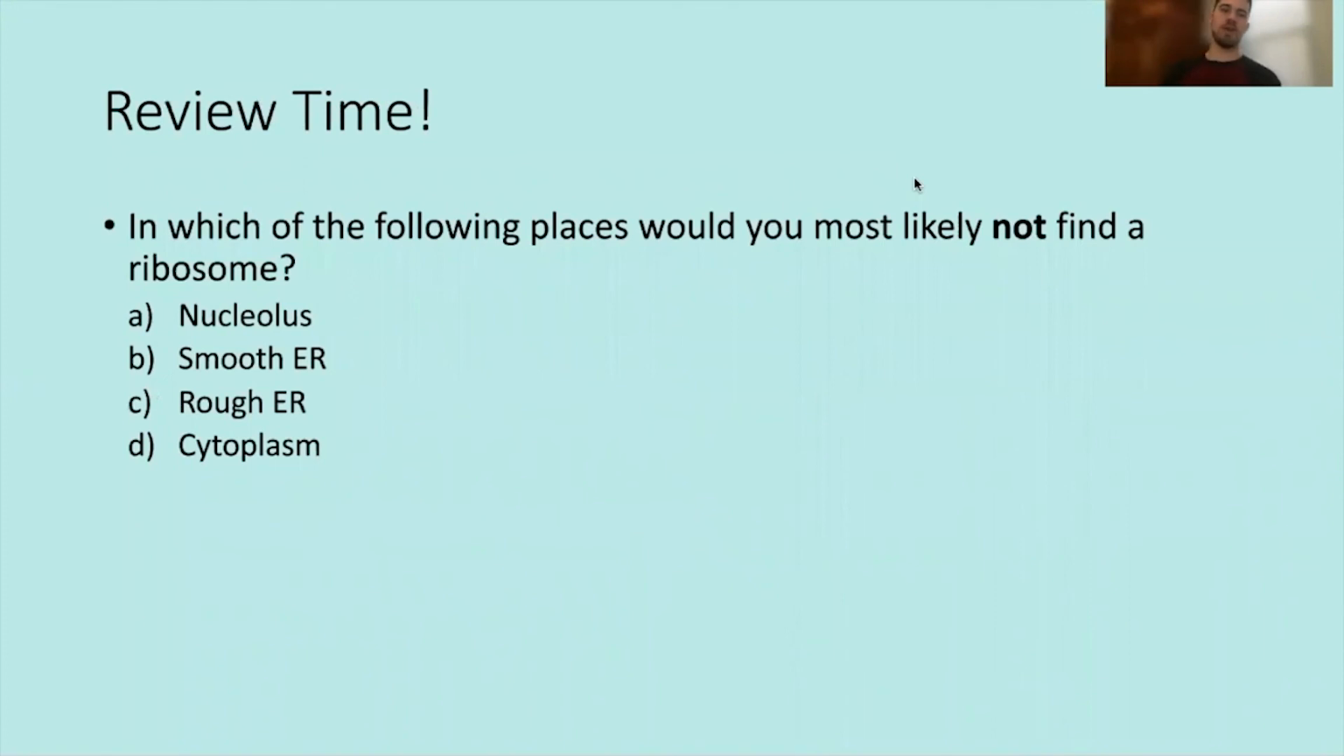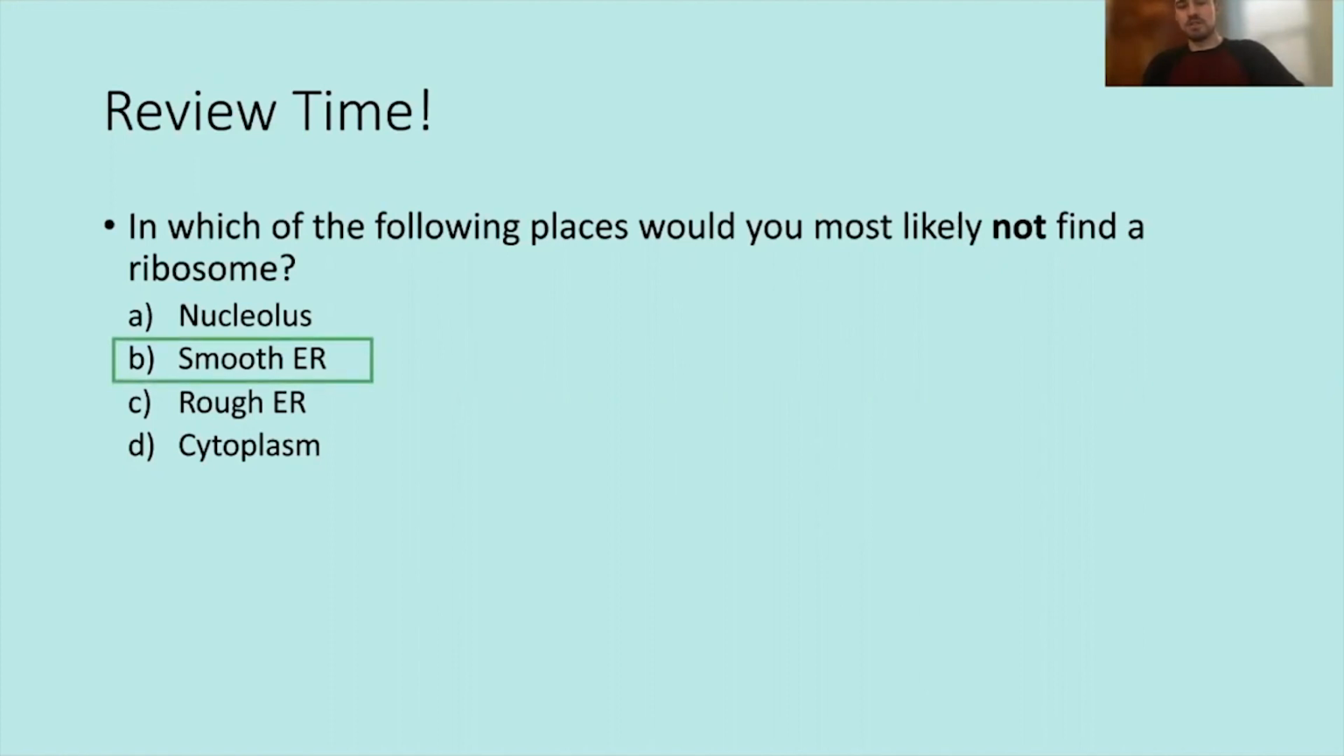Okay, and then we have one final review and we are finished for the day. So in which of the following places would you most likely not find a ribosome? So the correct answer is B, the smooth ER.